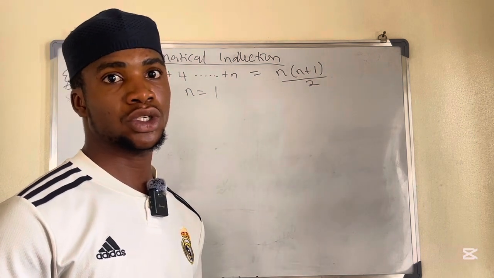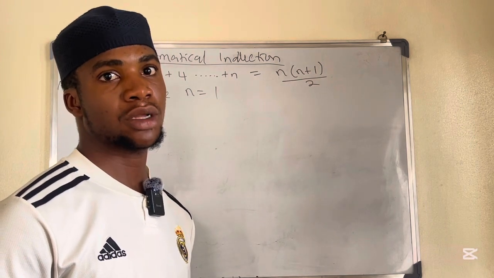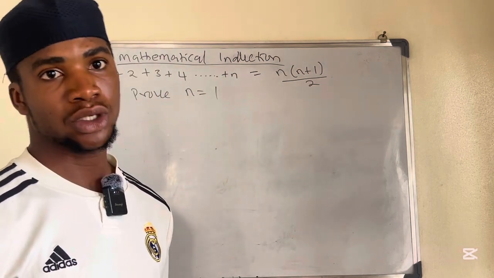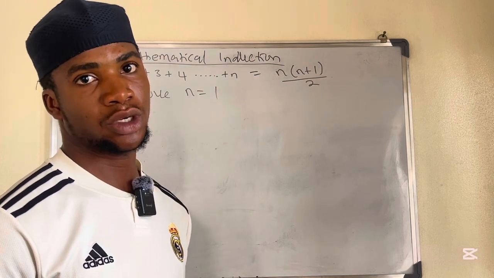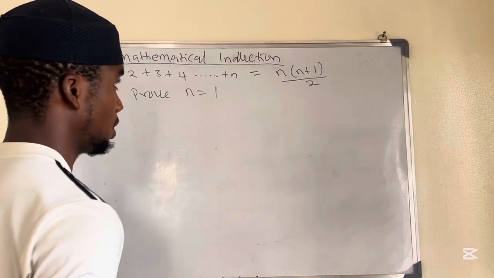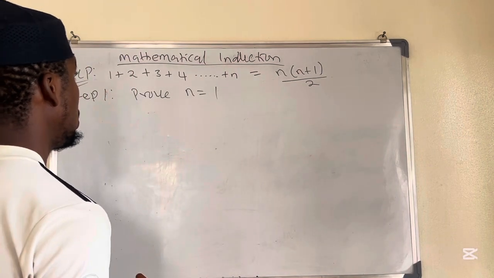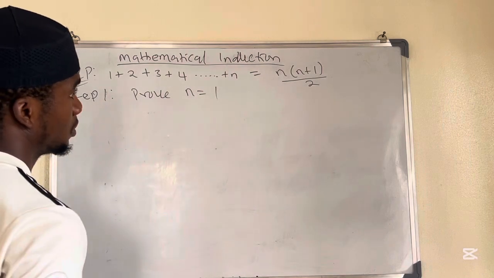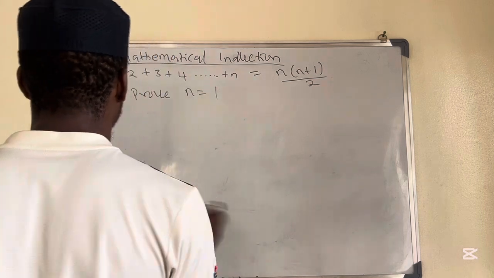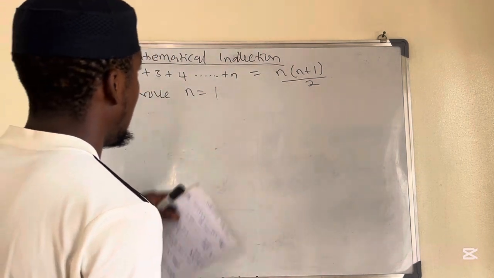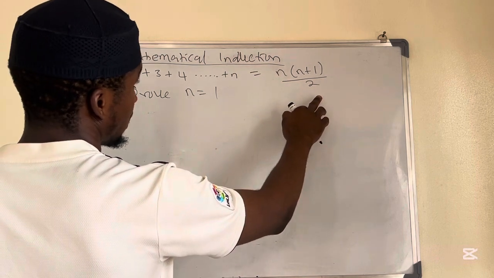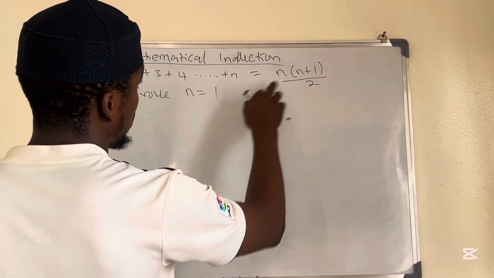In mathematical induction, we have 3 steps in solving. It's more like we're making an assumption while solving the problem under mathematical induction. The first step says that we should prove that n is equal to 1. Remember, n on the left hand side is the first term, and for the right hand side, we're going to substitute n equal to 1.